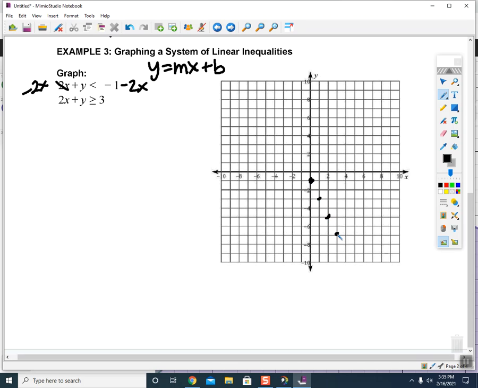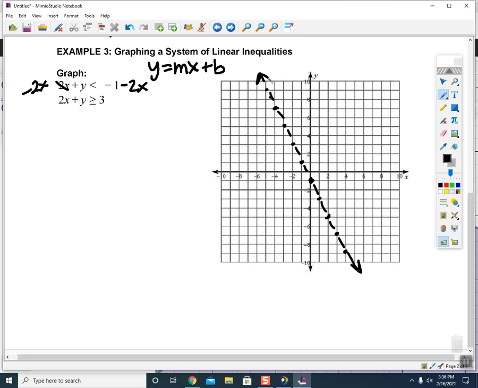And this is going to be a dotted line because I'm not including, it's just a less than. So I'm not going to include that. It's just going to be a dotted line here. Oof, that is not a good dotted line. I don't know what we're going to do. We'll just kind of connect these dots here. Maybe that will help. It's a little better. Okay.